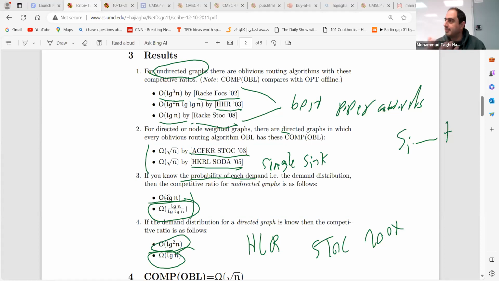The adversary chooses which demands there will be. Here, the adversary decides which pairs there should be and what the demand between them would be. That's the role of the adversary. And we want to essentially be competitive with such an adversary.